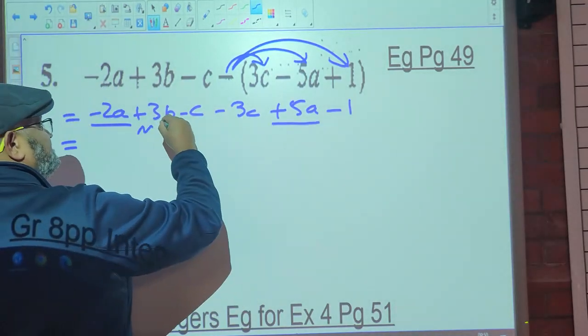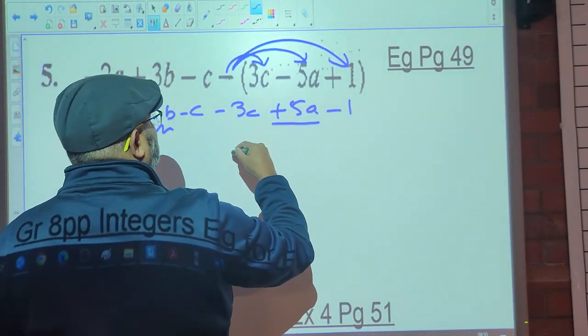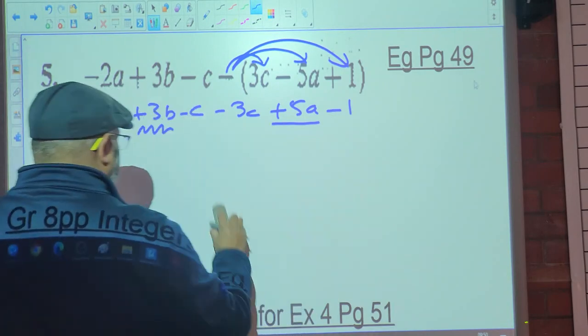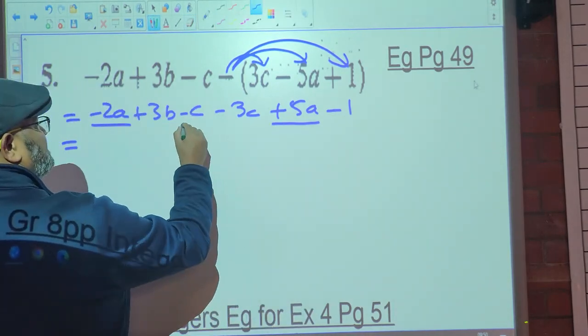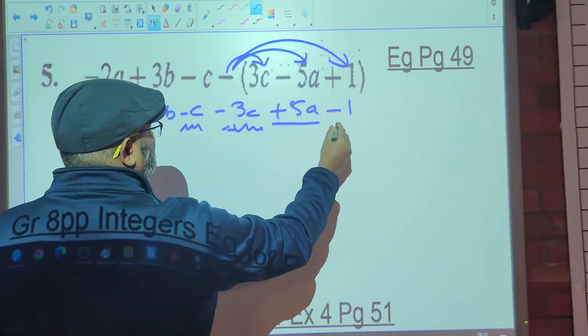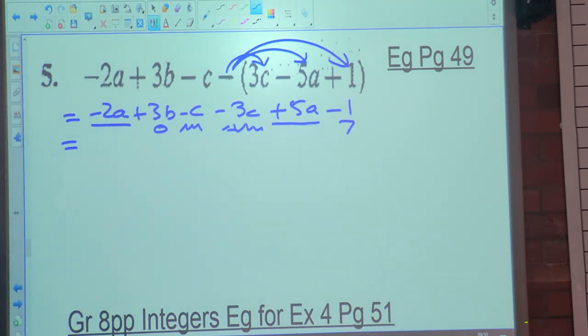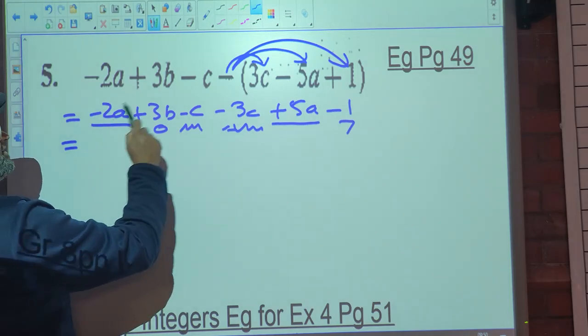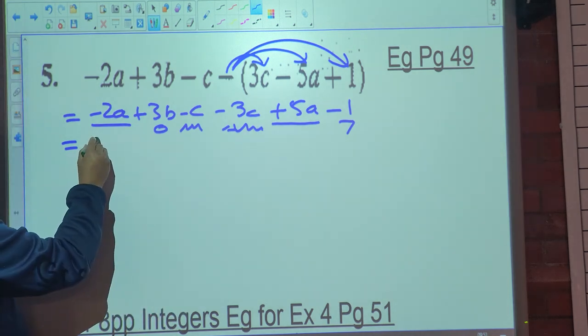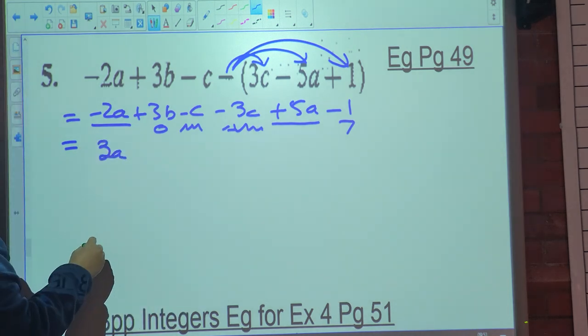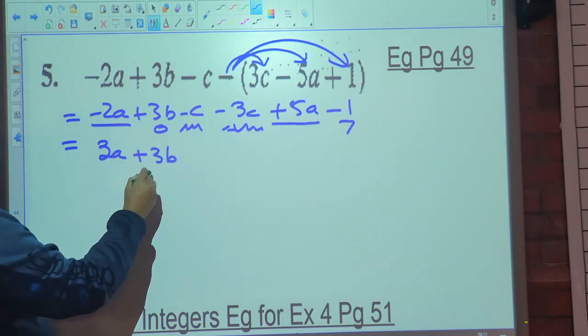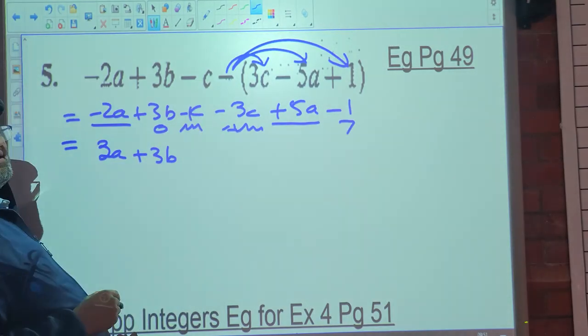Like terms. There's no other b, and c is on its own. These are loners. Do we bring the lonely ones together? No. They suffer on their own. Right, what's negative 2a plus 5a? Positive 3a. B is on its own, so 3b. Minus 1c minus 3c.